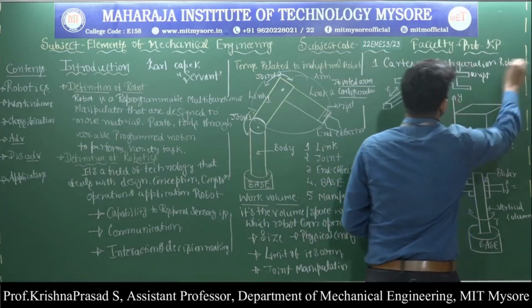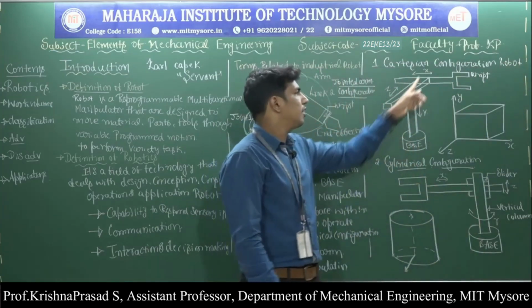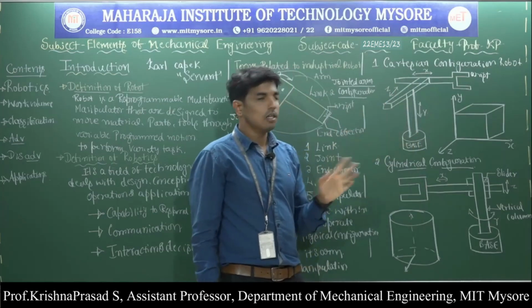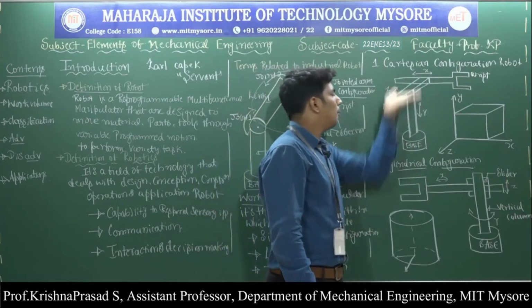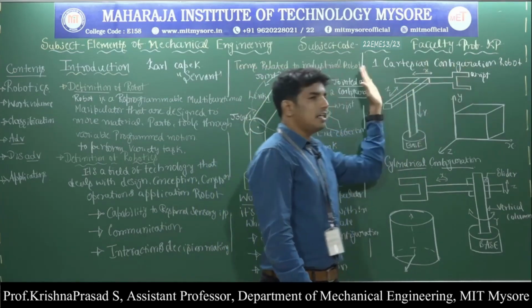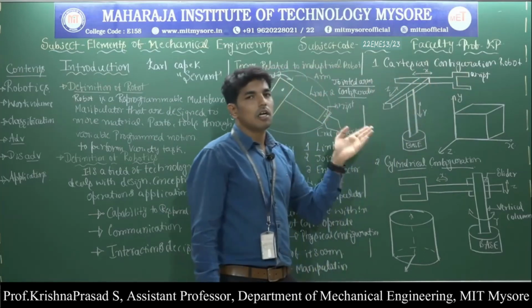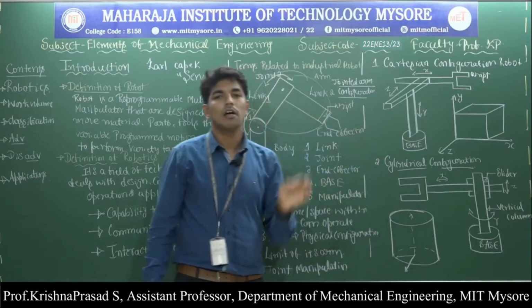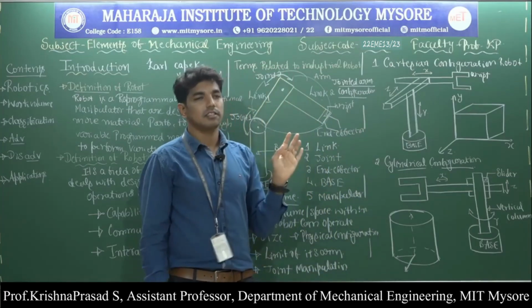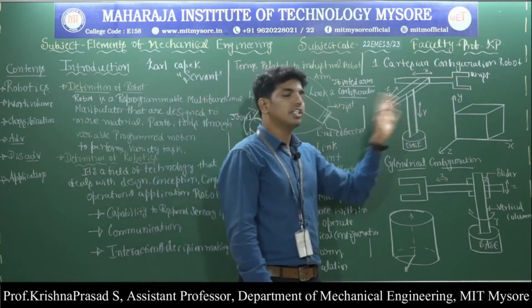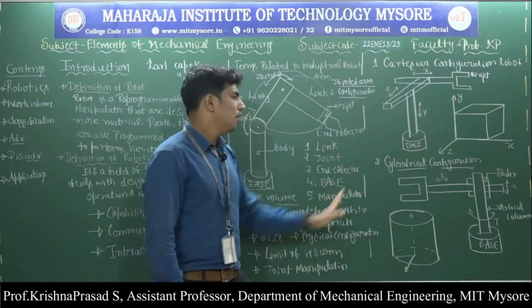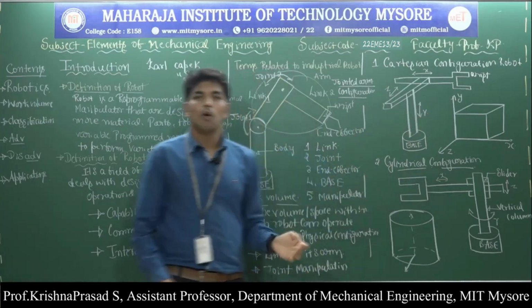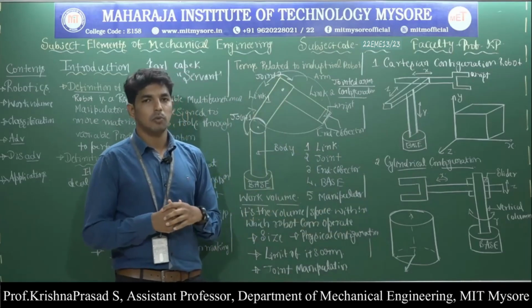Observe here, it consists of three perpendicular sliding joints x, y and z, and this robot can move up or down, left or right, front or backward. And motion of this kind of robot can start or stop anywhere along x, y and z axis. So this is called the Cartesian configuration robot. Next, second one, what is meant by the cylindrical configuration robot?